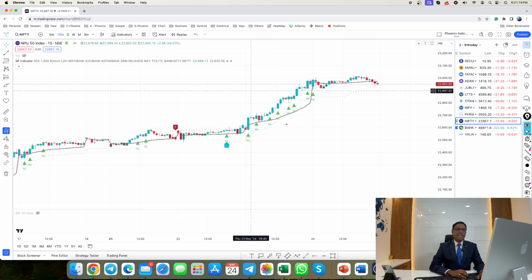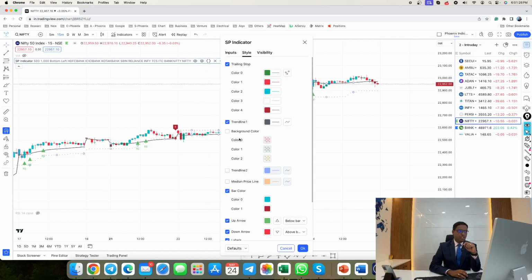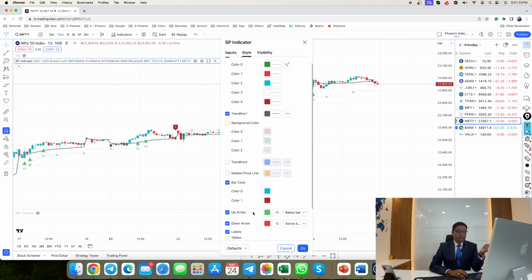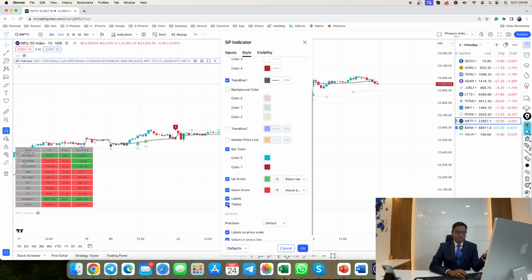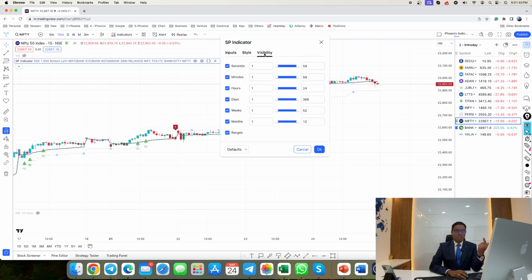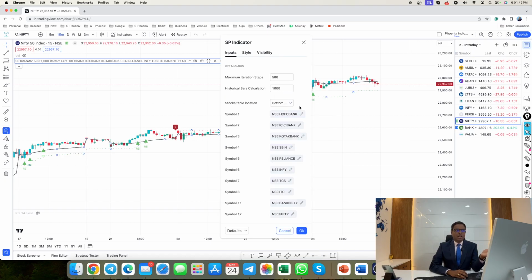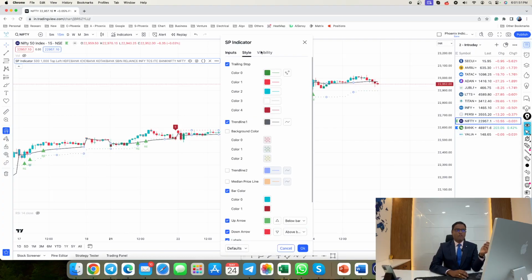Now, what I explained is just a part of this indicator. I think I've explained all the options available here. Background color, add trend line, you can add a median line as well, which goes along with the trend. And up arrow, down arrow; you can disable retracement entries or add them, and add tables if you want. And visibility, you can change whatever visibilities you want. And you can have inputs. In inputs, you need not change anything; it automatically takes whatever is available there, and nothing changes until you want to change these stocks for your selection.